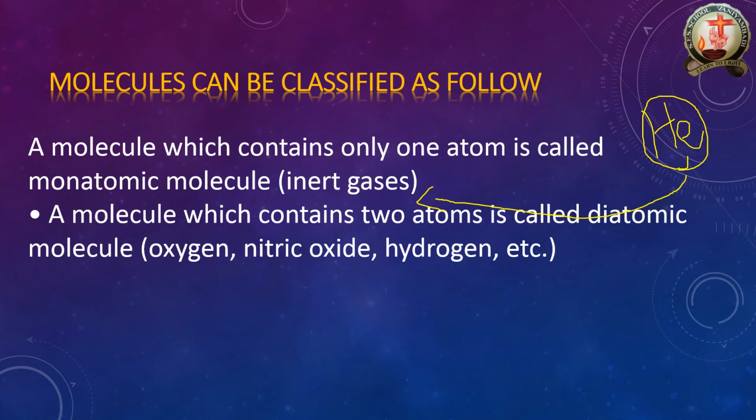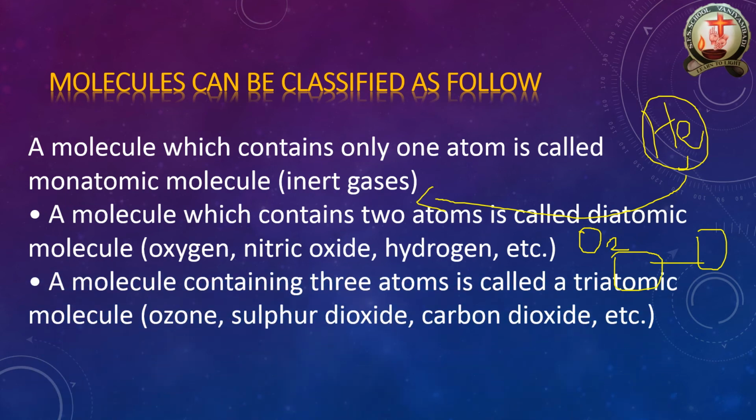Then a molecule which contains two atoms is called diatomic. Examples: oxygen, nitric oxide and nitrogen. In the previous slide I showed that the oxygen molecule is formed by a chemical bond of mutual sharing of electrons. We simply represent it as O2. This 2 represents a diatomic molecule.